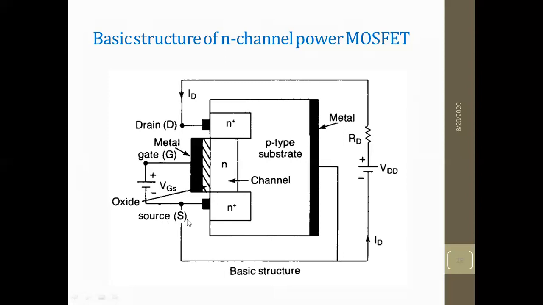Here the substrate is normally connected to the source. Here the gate to source voltage VGS could be either positive or negative. What happens if, in place of positive, we replace it with a negative, that is a reverse bias.